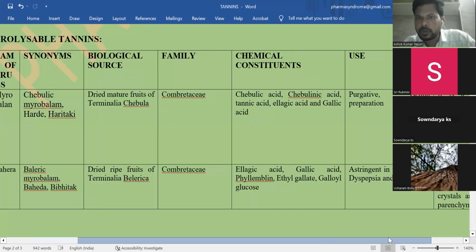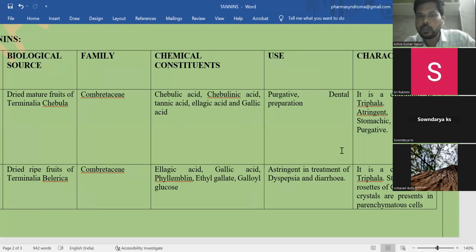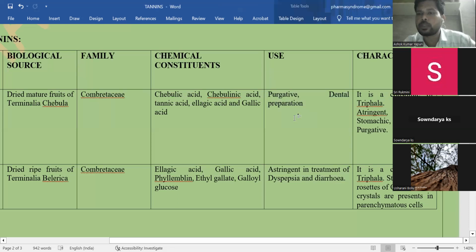Next, uses. Generally used as a purgative as well as in dental preparations. Purgative is nothing but used in the treatment of constipation, like a cathartic. Regarding applications, it is a part of Triphala Churna. Triphala Churna is a herbal medicine preparation in the form of powder.